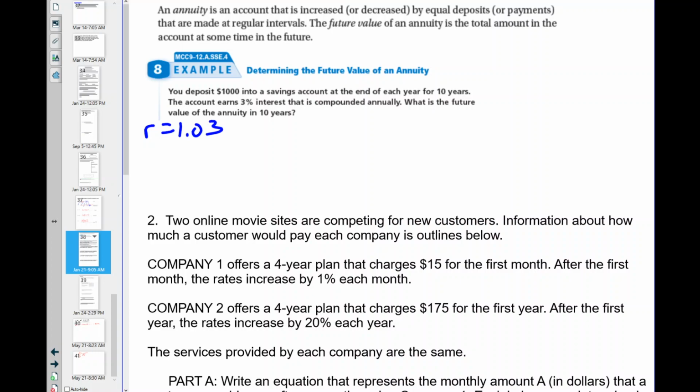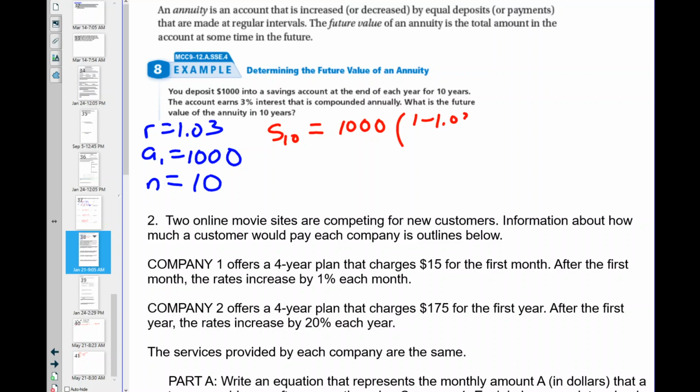What was the first amount? And the last thing I need is number of terms. How many terms am I going to have here? 10, yeah, because I'm saving for 10 years. So the sum of these 10 deposits is going to be the original amount, which is 1,000, times 1 minus 1.03 to the power of 10 over 1 minus 1.03.